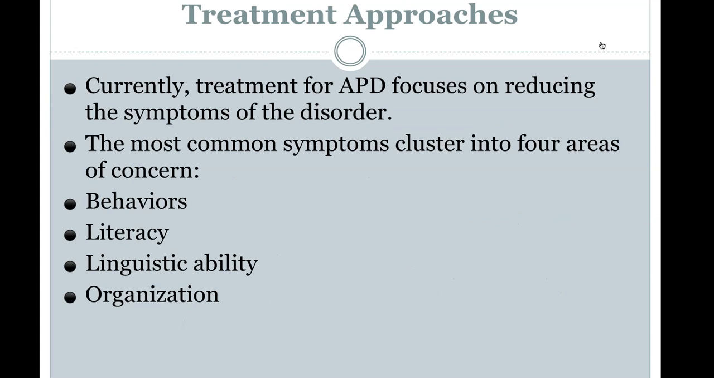Currently, treatment for APD focuses on reducing the symptoms of the disorder. The most common symptoms cluster into 4 areas of concern. Behaviors, right? So if I'm not able to understand what you said and I'm a kid, I'm going to act out and have behaviors that are going to make it even harder for me to understand and pay attention. Literacy, right? Like we said before, if you have trouble processing speech sounds, reading is often linked to speech sounds, and so literacy is going to be hard.